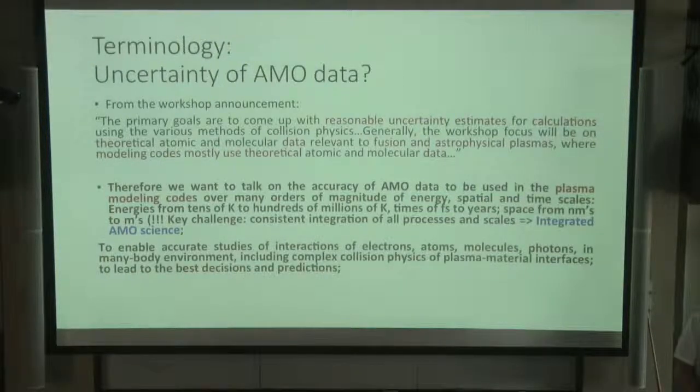So, first of all, to focus on the workshop and its defined scope, I copied here the scope I saw in the invitation, and the red letters are the key words. So, reasonably uncertainty estimates, whatever reasonably is to somebody. Calculations, so we do not want to concentrate on the estimates of uncertainties for experiments. Theoretical is here too, theoretical data for fusion and astrophysical plasmas, therefore our users are modelers of plasma codes.